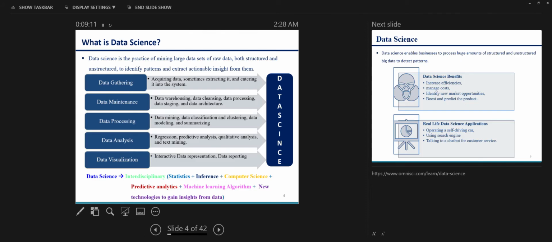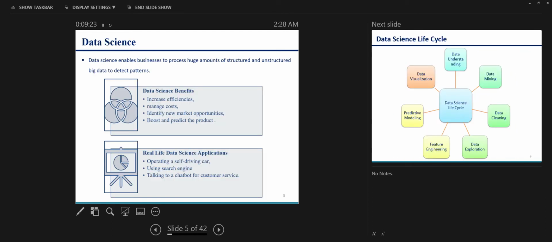Here I'm talking about data science as interdisciplinary: statistics, inference, computer science, predictive analysis, and machine learning algorithms with new technologies. Data science enables businesses and processes to handle huge amounts of structured and unstructured big data, to detect patterns.